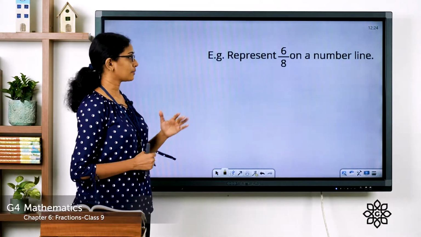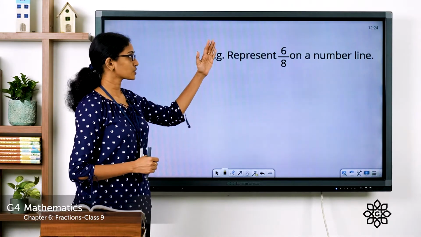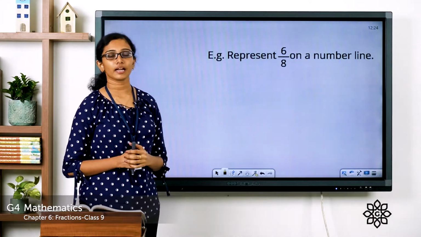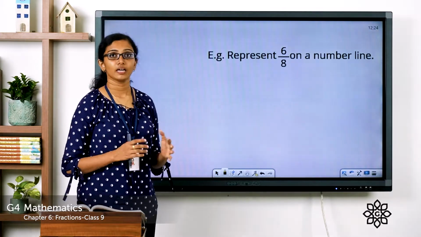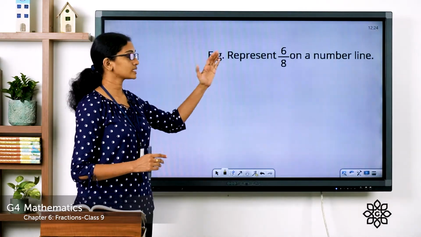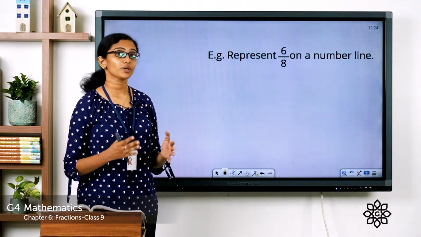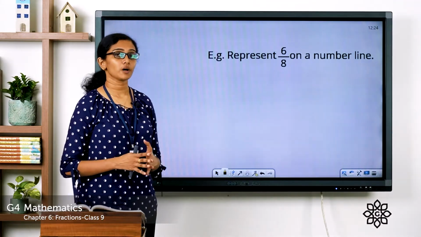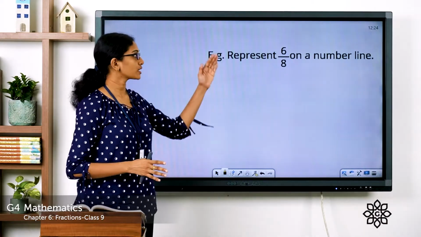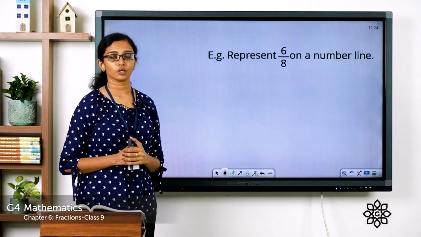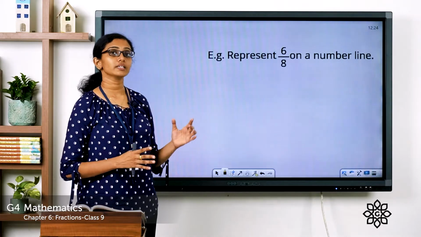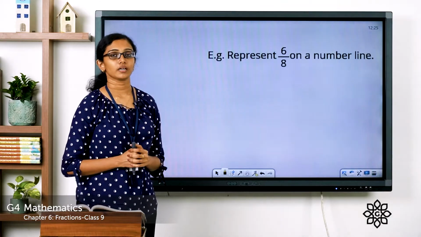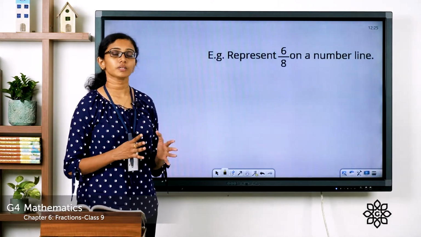Here we have an example. Represent the fraction 6 by 8 on a number line. Observe the given fraction. Is it a proper fraction or is it an improper fraction? What do you mean by a proper fraction? A proper fraction is one in which the numerator is less than the denominator. And an improper fraction is one in which the numerator is greater than the denominator. That we have learned in our previous classes.